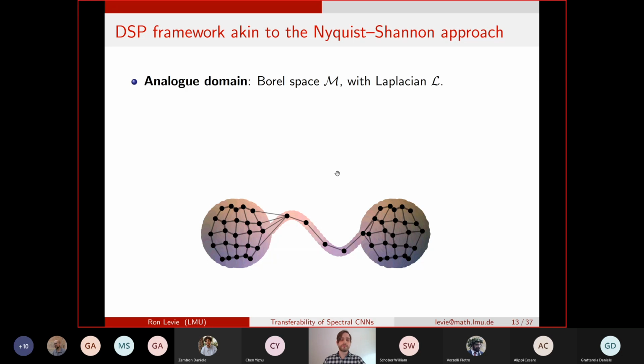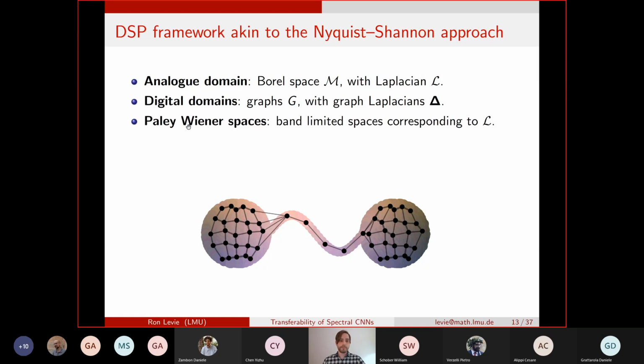To develop this rigorously, we developed a digital signal processing framework in which analog domains are the underlying continuous spaces, Borel spaces, with operators that we call the continuous Laplacian. The continuous Laplacian is a self-adjoint operator, and it describes the geometry of the underlying space. Namely, the eigenvectors describe the different ways you can oscillate in this space. Digital domains are graphs with corresponding graph Laplacians that describe their geometry. We consider Paley-Wiener spaces. These are the spaces of band-limited functions on the underlying continuous space.